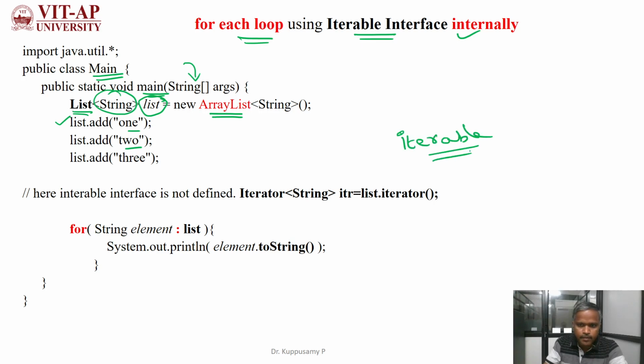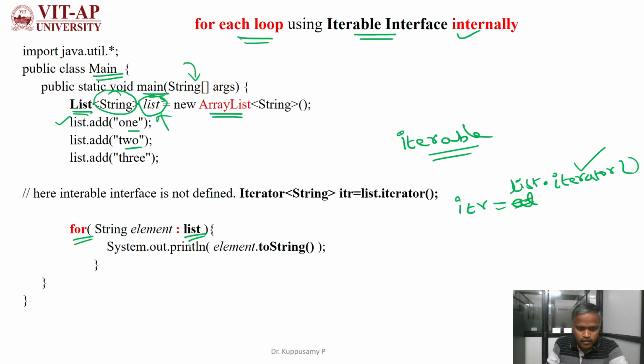I did not implement the Iterable class, and I also did not create any variable itr for list.iterator, where list is the object. I did not create this. But you see, when you call the for loop, in the background this method is automatically called by using the Iterable iterator method internally.